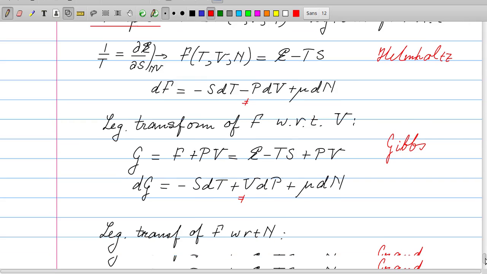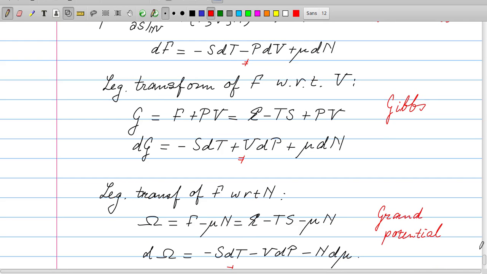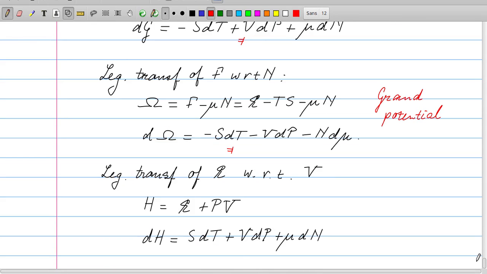Now we can also take the free energy and then perform a Legendre transformation with respect to the particle number N, and then we obtain the grand potential omega, which is E minus TS minus mu N, and we can calculate its differential, and we see that we can obtain S, V and N as partial derivatives of omega with respect to T, P and mu respectively. Finally, we perform a Legendre transformation of the energy with respect to the volume, and then we find the enthalpy. The enthalpy is denoted by H, and the enthalpy is given as E plus PV, and here is its differential, and from it we see that we can obtain S, V and mu as partial derivatives of the enthalpy.